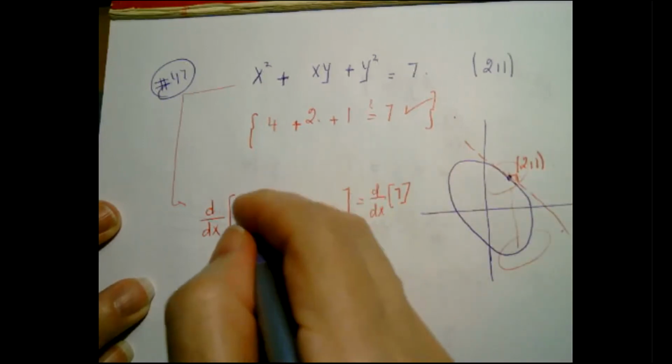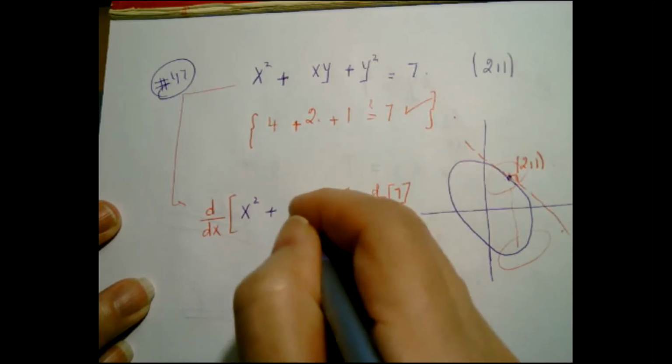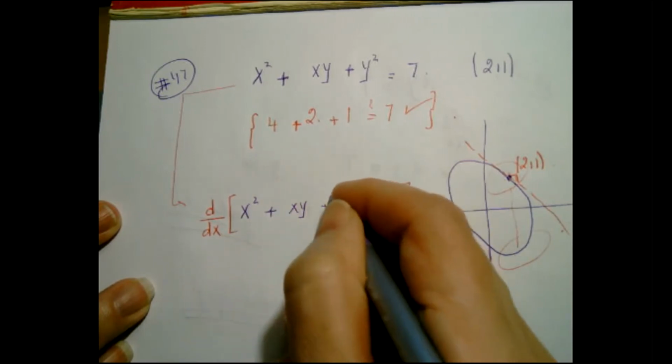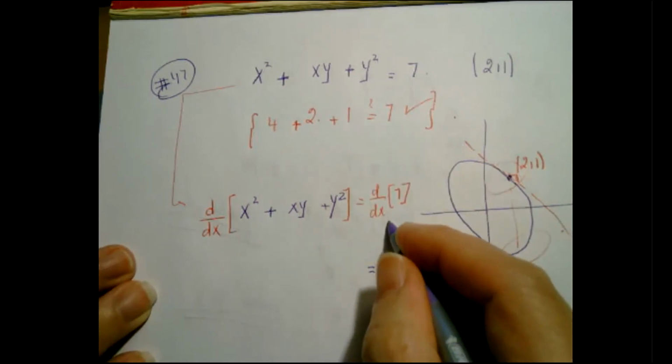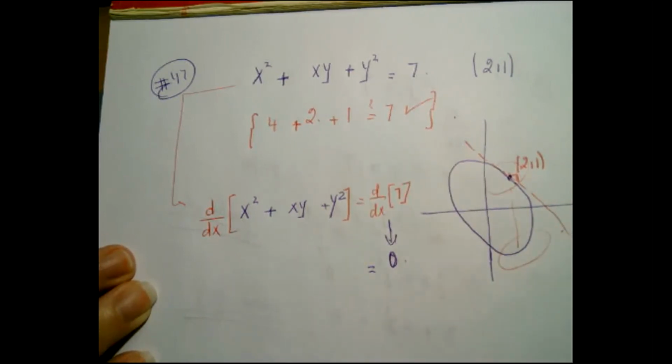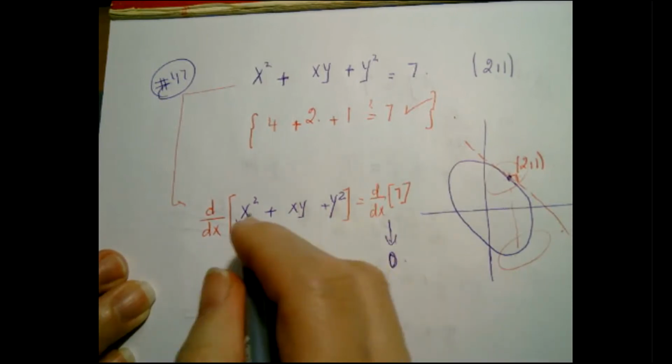So now this is x squared plus xy plus y squared equal to this. Okay, all right. This is a constant, so the derivative here is 0. Now, what's the derivative? This one I have to do term by term.